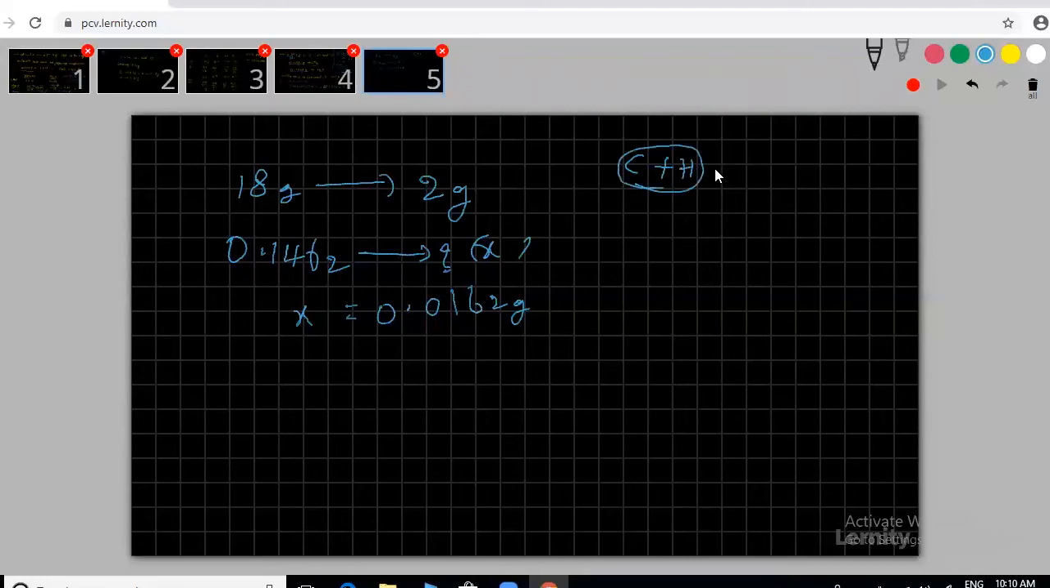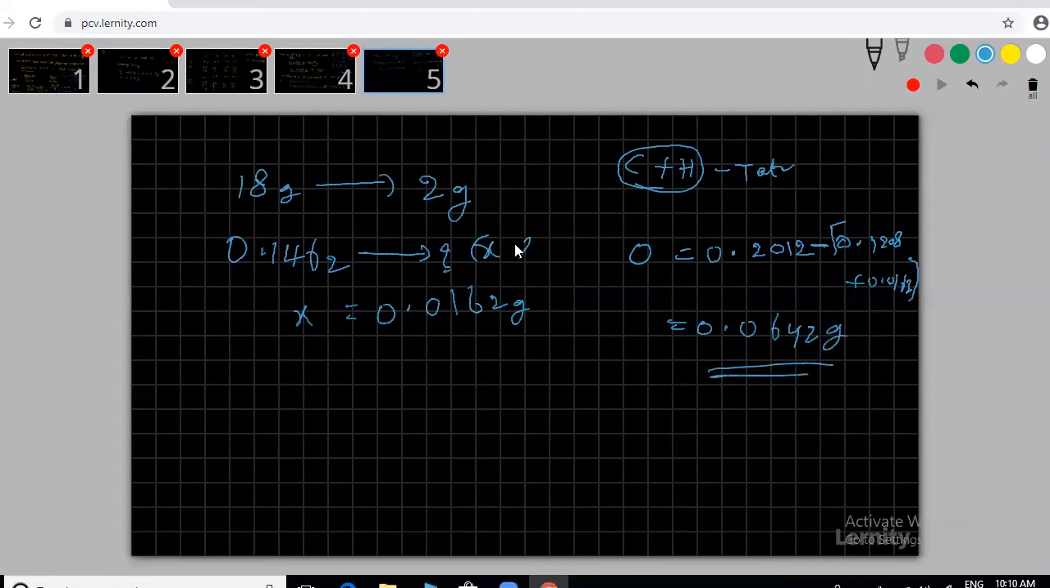This we can remove from the total weight. So I can write here oxygen weight equal to 0.2012 grams minus the carbon weight. What is the carbon weight you got? 0.1208 plus 0.0162. If you remove all this from the total value, we get the oxygen weight as approximately 0.0642 grams. So we got all the weights.